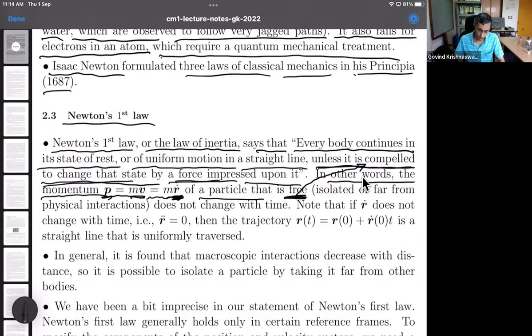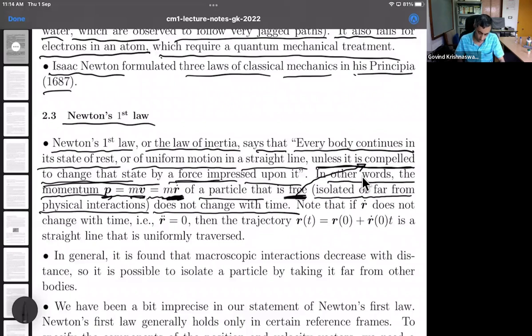So a free particle is one that is isolated or far from physical interactions. You can say it is far away from Earth and in interstellar space or something like that. So for such a particle, a free particle that is not subject to other physical influences, the statement is that mass times the velocity of that particle does not change with time. In which case the velocity would be a constant and the motion would be in a straight line.